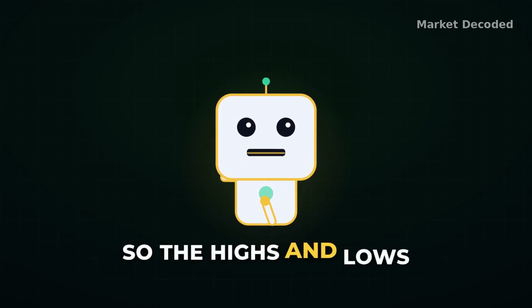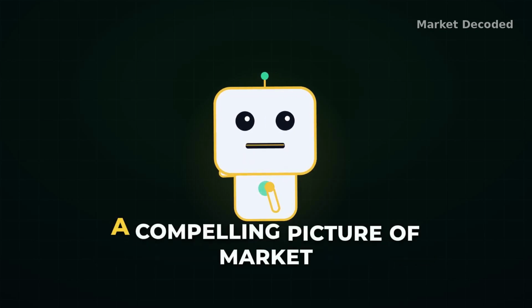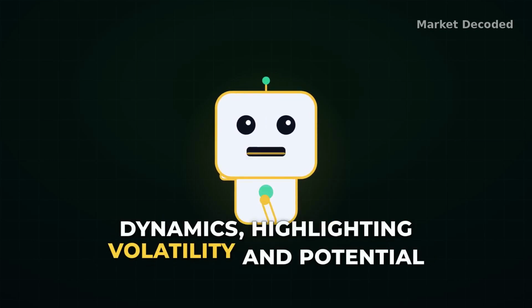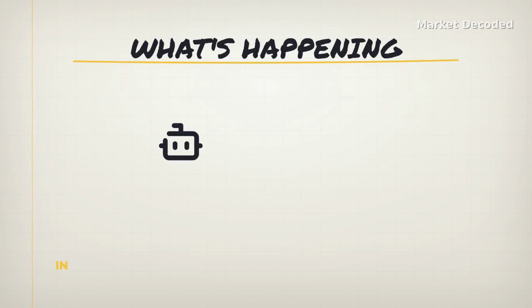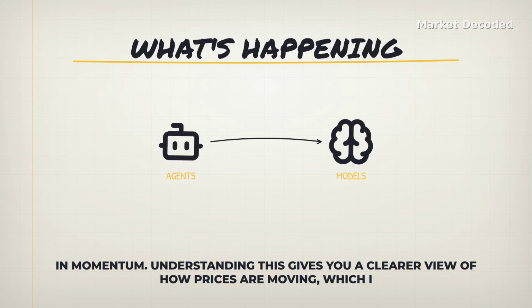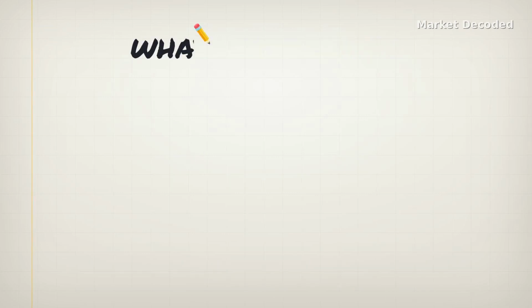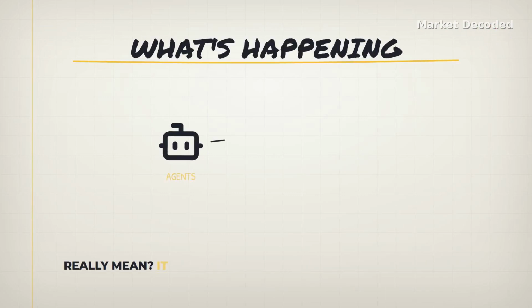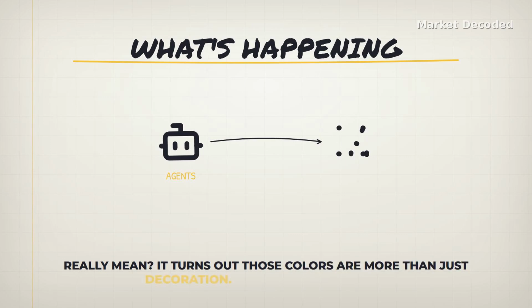So the highs and lows of a candlestick can paint a compelling picture of market dynamics, highlighting volatility and potential shifts in momentum. Understanding this gives you a clearer view of how prices are moving, which is key to interpreting the market's behavior. Have you ever wondered what the colors on a candlestick chart really mean? It turns out those colors are more than just decoration. They embody the market's mood.